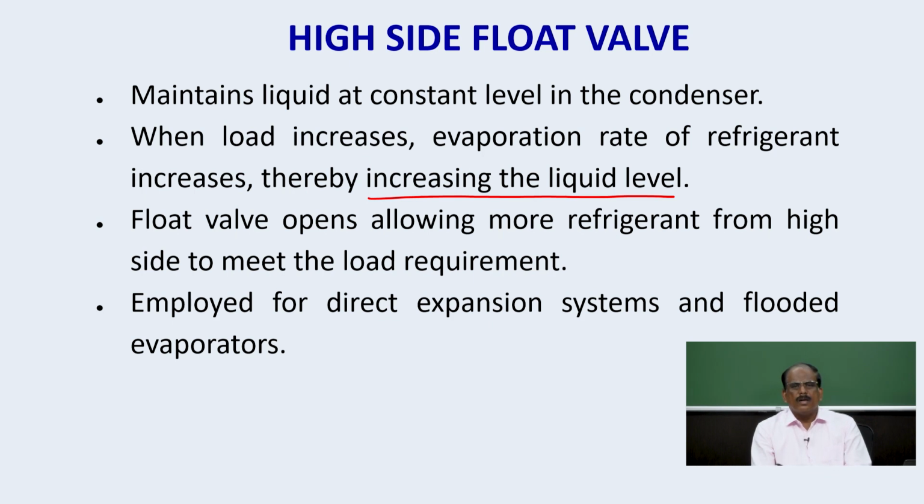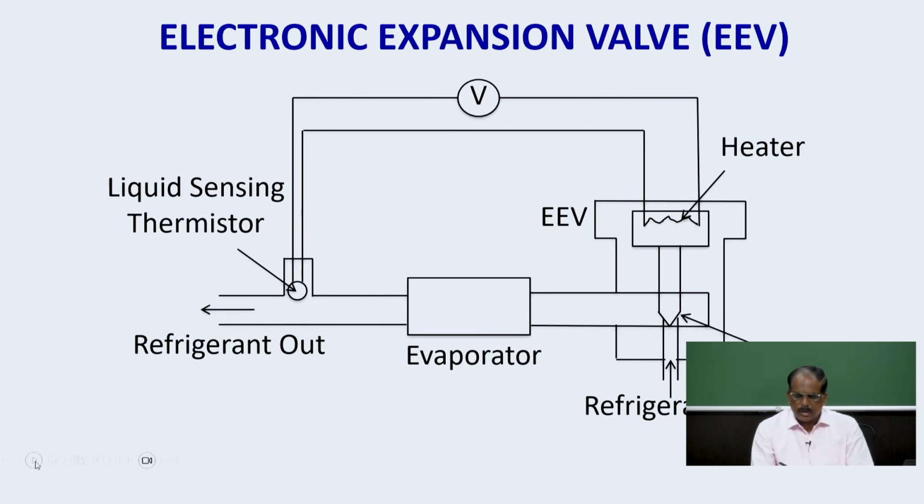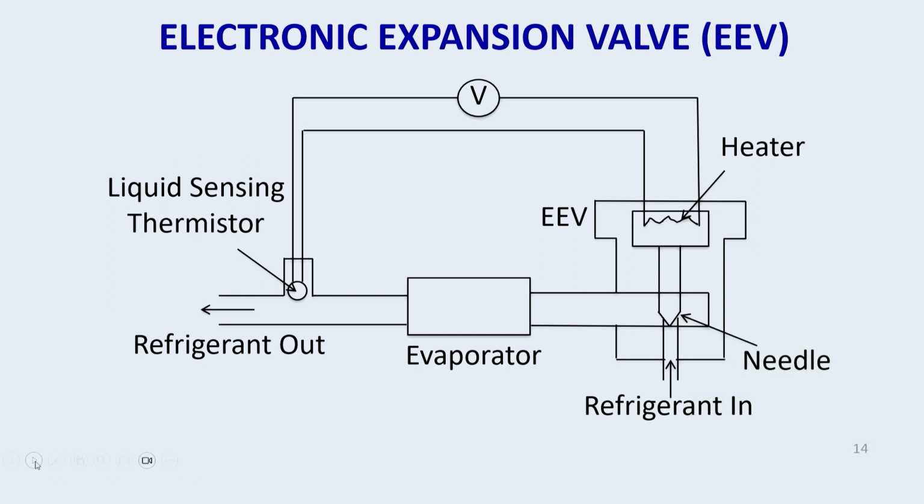Normally, the thermostatic expansion valve is used for dry type evaporators, where there are no flooding issues. So let us move to the last type, that is the electronic expansion valve.